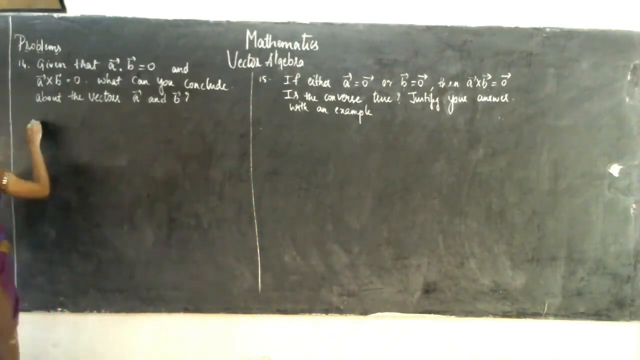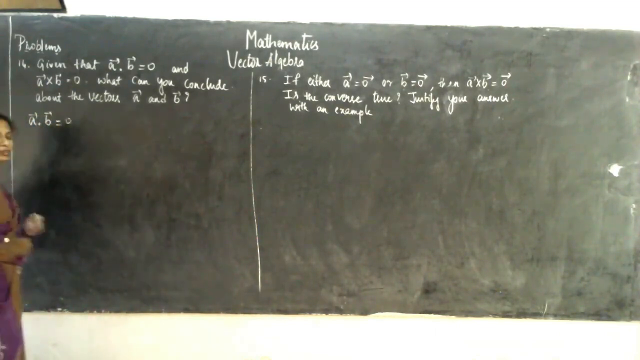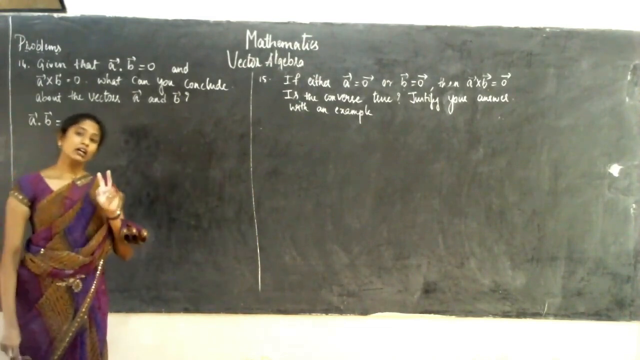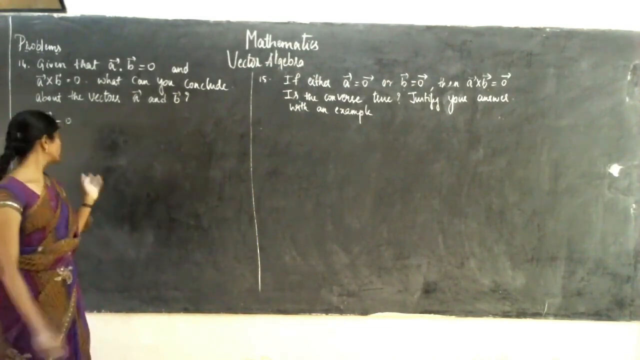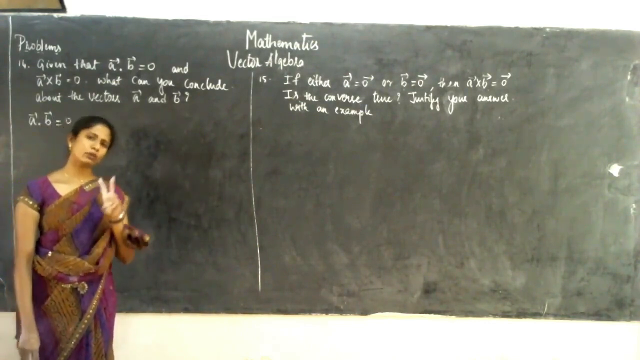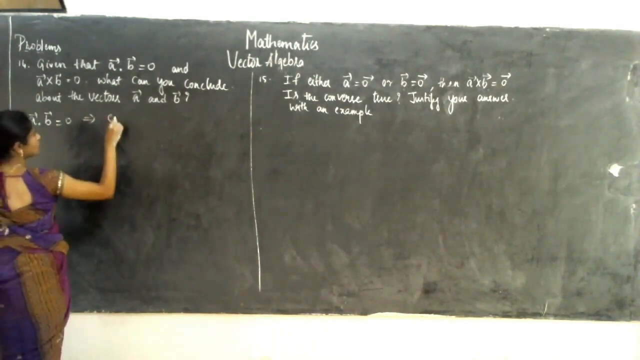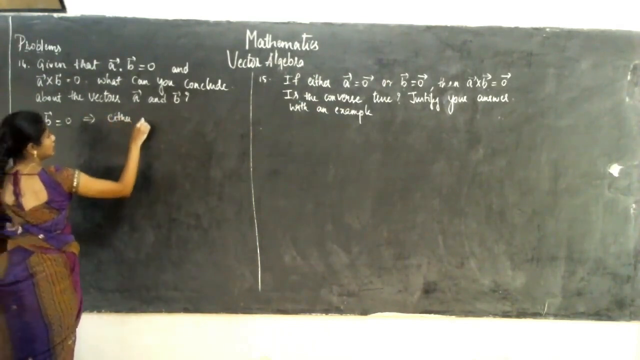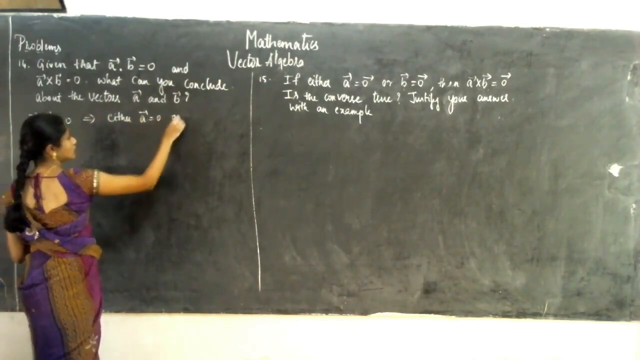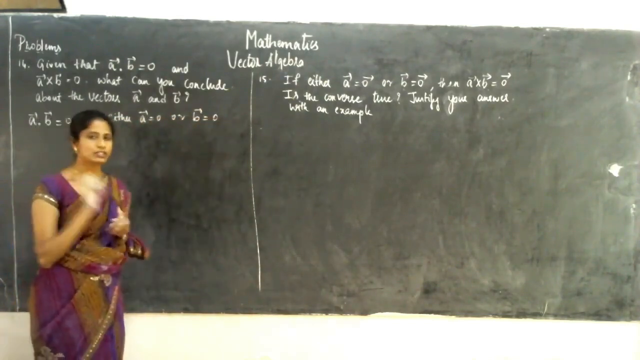When they have given that vector A dot vector B is equal to 0, we have seen in the dot product that when we find the dot product between the two vectors, the result is 0. This is possible in two cases. This implies that either vector A is a 0 vector or vector B is a 0 vector. That is, if any one of the vectors is 0.